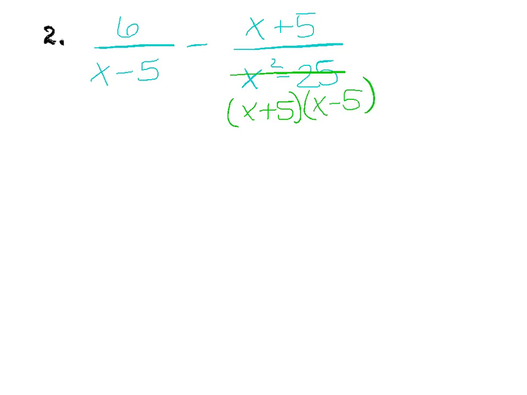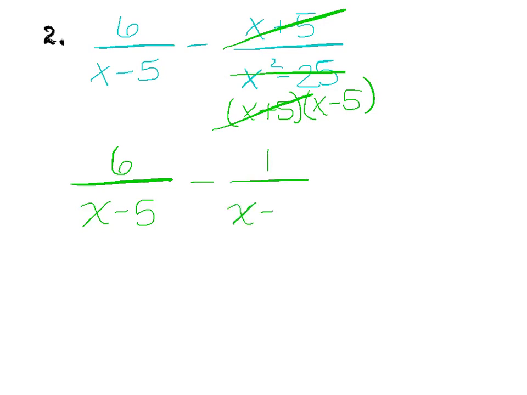Now you'll notice something very nice will happen in this fraction. The x plus 5 on top and the x plus 5 on the bottom are going to cancel. So before I even begin, I'm going to rewrite my fraction. 6 over x minus 5 minus 1 over x minus 5. Now, this is extremely nice because I already have common denominators. They are the exact same. The only other thing I want to watch out for is that minus sign. I'm going to change this to a plus and make this a minus.